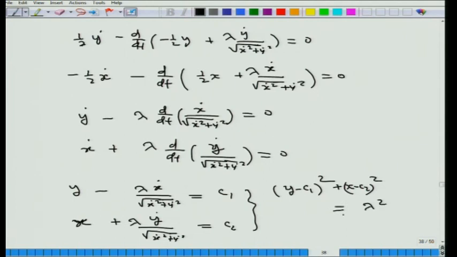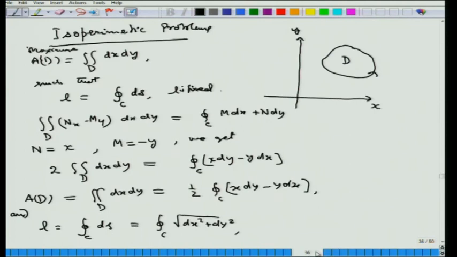So, we see that we get a circle. Obviously, as expected, in this case the circle is the one which optimizes this area when the length of the curve is fixed.